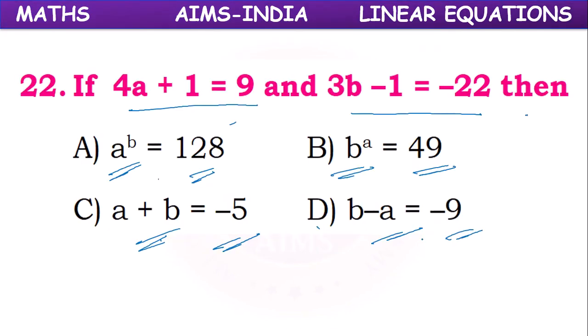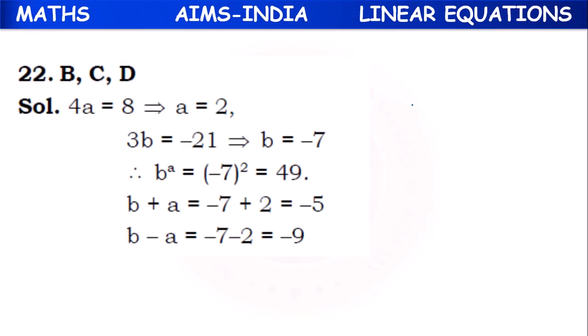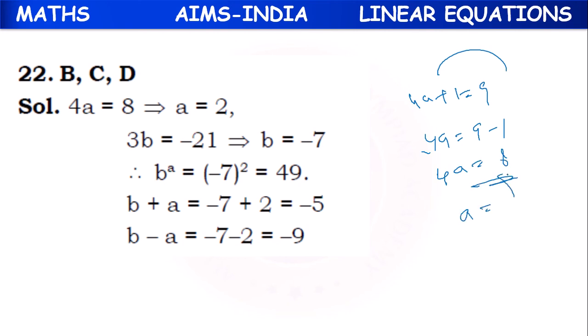They have given 4a plus 1 equal to 9. 1 will go that side, 4a equal to 9 minus 1, or 4a equal to 8, or a equal to 8 by 4, which is equal to 2. So we got a value 2.